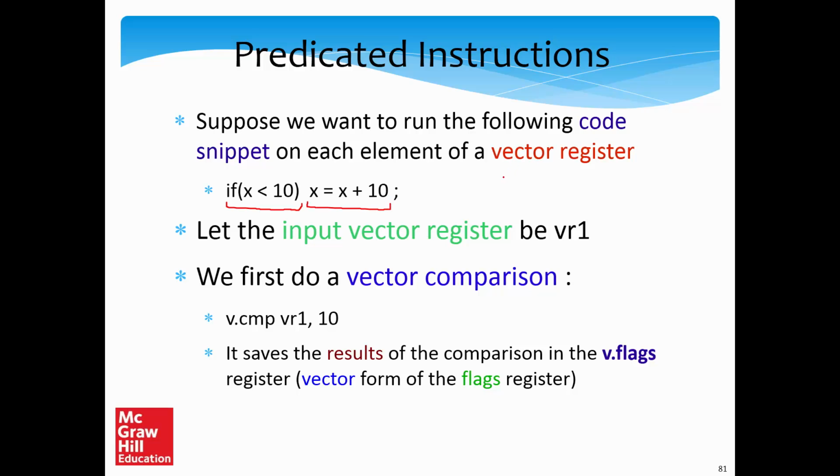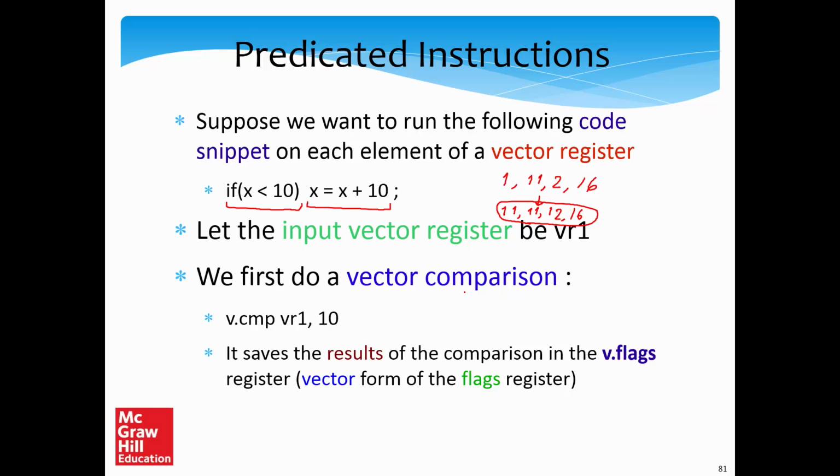For example, if we have a vector register of the form 1, 11, 2 and 16, the final result will be: since 1 is less than 10, we get 11; 11 is not affected; then since 2 is less than 10, we have 12 over here; and 16. So let's say this is what we want to achieve. In this case, let the input vector register be VR1.